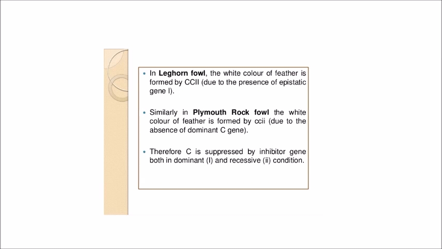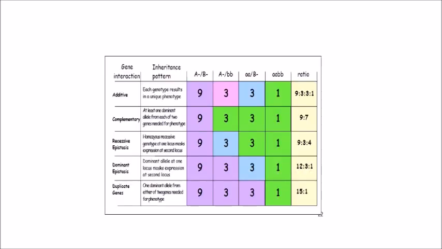And lastly, as a summary, for better consideration and remembering, here is a classical chart by which you can remember all those ratios, because it is so important for the NET examination. At first, additive effect, the typical Mendelian ratio 9:3:3:1, and then the complementary gene interaction, where at least one dominant allele from each of the two genes is needed for the phenotype. So the ratio suggests 9:7.